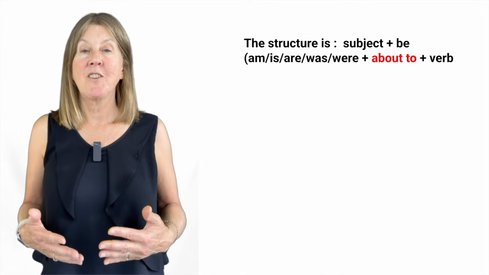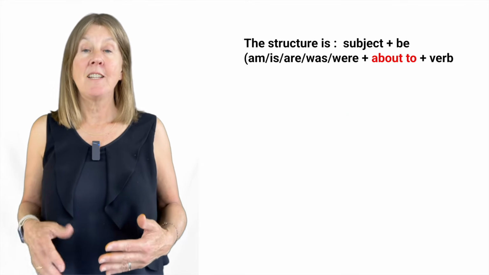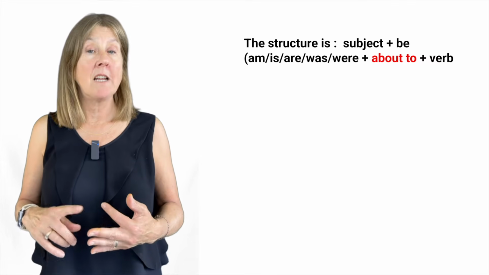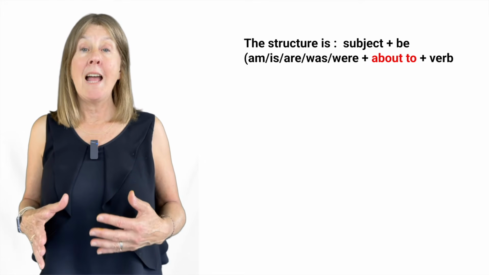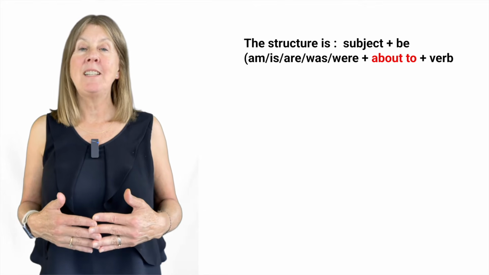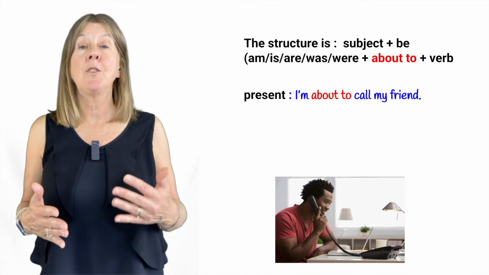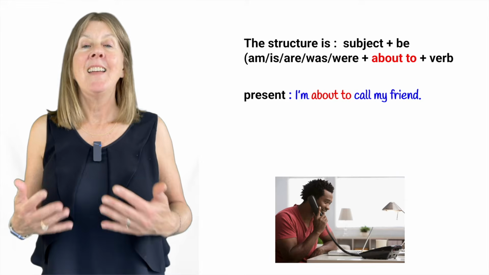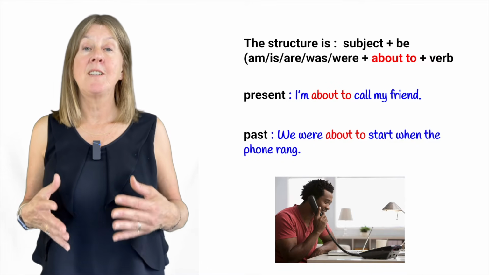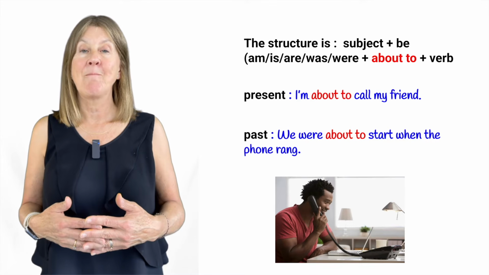So what's the structure? The structure is the subject plus be, so that could be am, is, are, was, or were, and "about to", and the verb. In the present, we'd say, I'm about to call my friend. In the past, we would say, we were about to start when the phone rang.